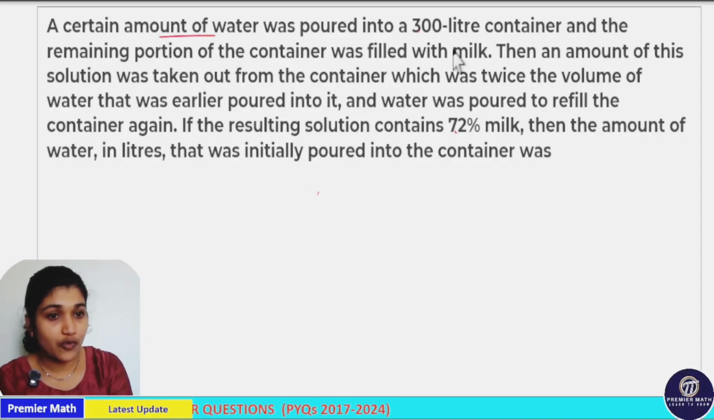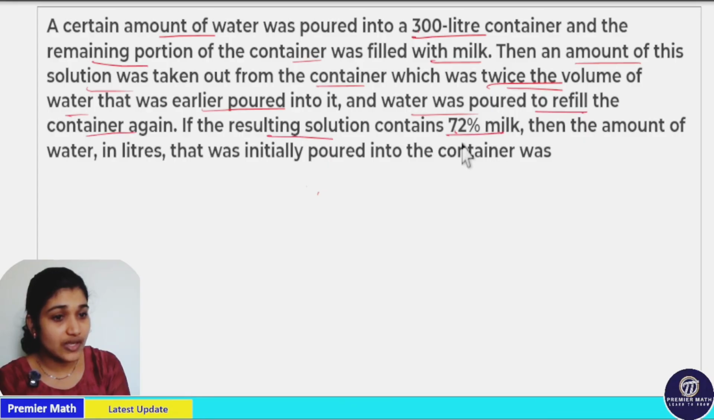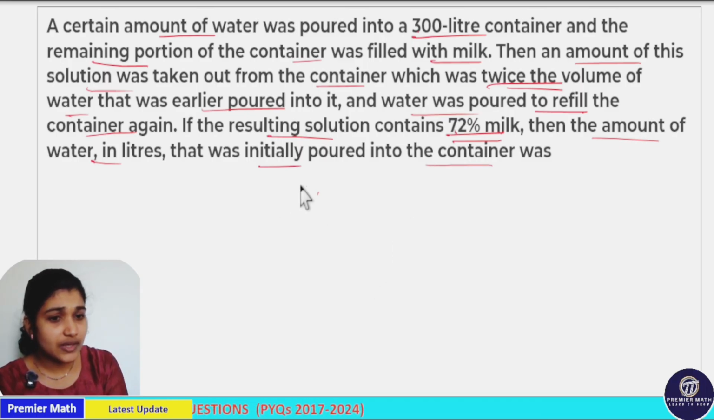A certain amount of water was poured into a 300-liter container and the remaining portion of the container was filled with milk. Then an amount of the solution was taken out from the container, which was twice the volume of the water that was earlier poured into it. And water was poured to refill the container again. If the resulting solution contained 72% milk, then the amount of water in liters that was initially poured into the container was? Here, consider W as the initial liters of water poured into the container.